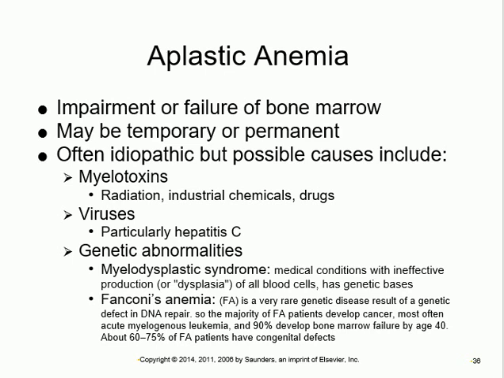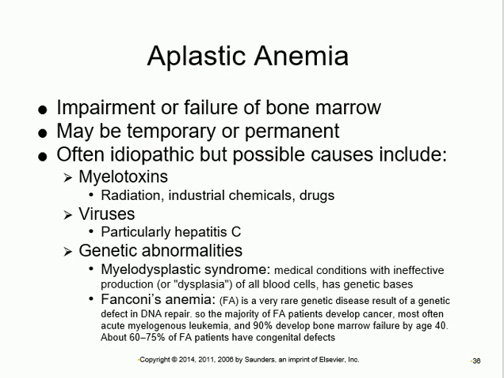Now, can you tell me in aplastic anemia what kind of deficiency you're going to have? Which line of cells? Think about it. The bone marrow is suppressed. What type of cells are you going to lack? All right. Red blood cells. Red blood cells. That's it? White blood cells. That's it? All of them.